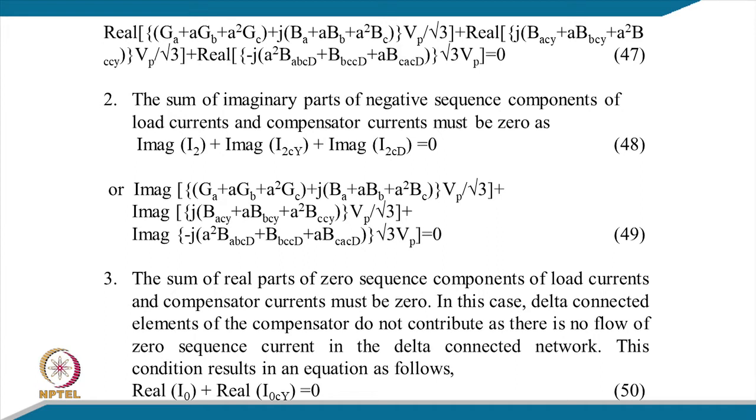So, that is another condition we get, and the other condition is that the sum of the real parts of the 0 sequence components of load current and compensator current must be 0. In this case, the delta connected elements of the compensator do not contribute, as there is no flow of the 0 sequence current in the delta connected network. So, this condition results in an equation as follows.